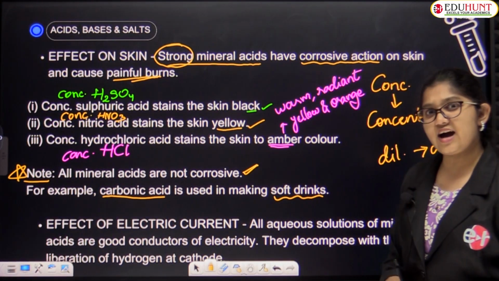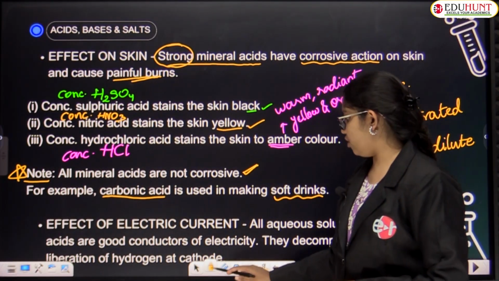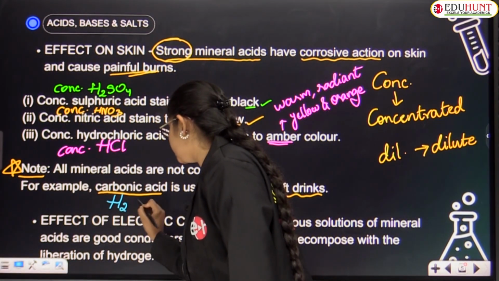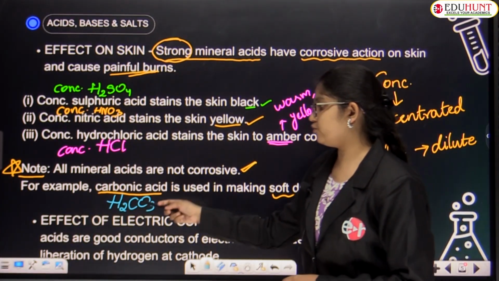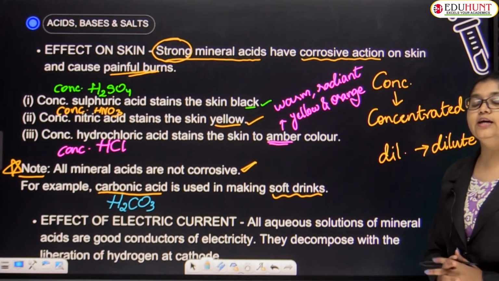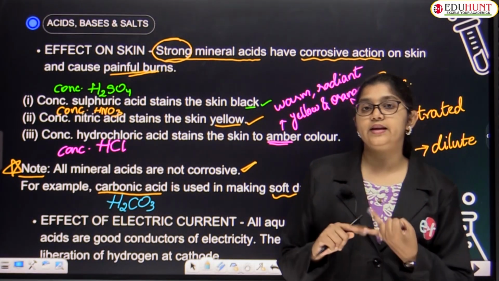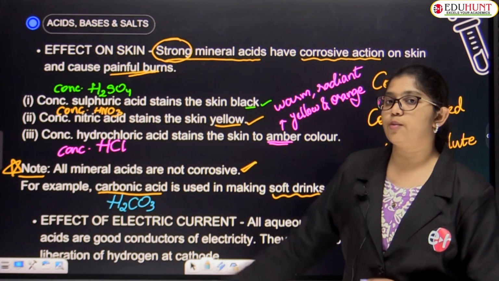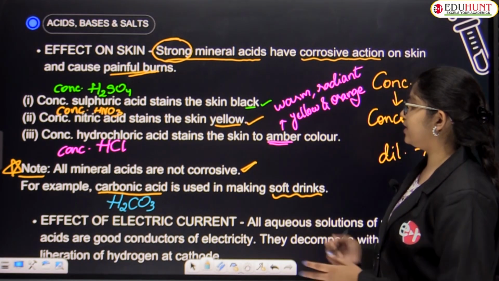We already discussed this carbonic acid, no? Did you write the formula over here? Formula is H2CO3. So, carbonic acid is written as the chemical formula H2CO3. This is used in making soft drinks such as beverages like cola, lemon lime soda. All these have the particular acid called carbonic acid. Formula H2CO3, right? So, here we have the effect on skin.